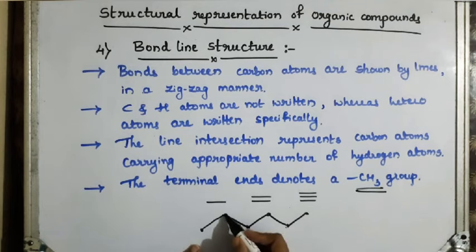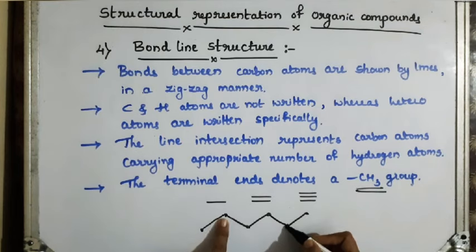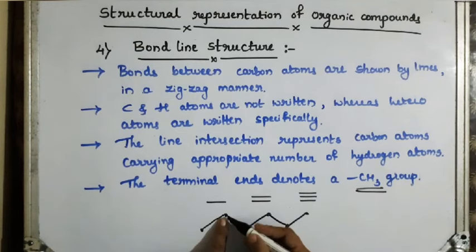Okay, and at the line intersections, at these points, a carbon will be present and the appropriate number of hydrogens. Suppose this carbon is bonded with two carbon atoms, then the remaining will be two bonds.